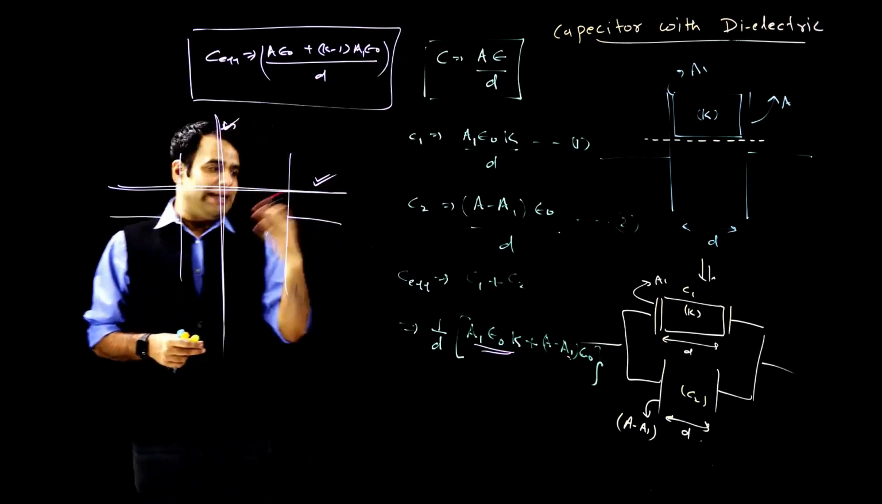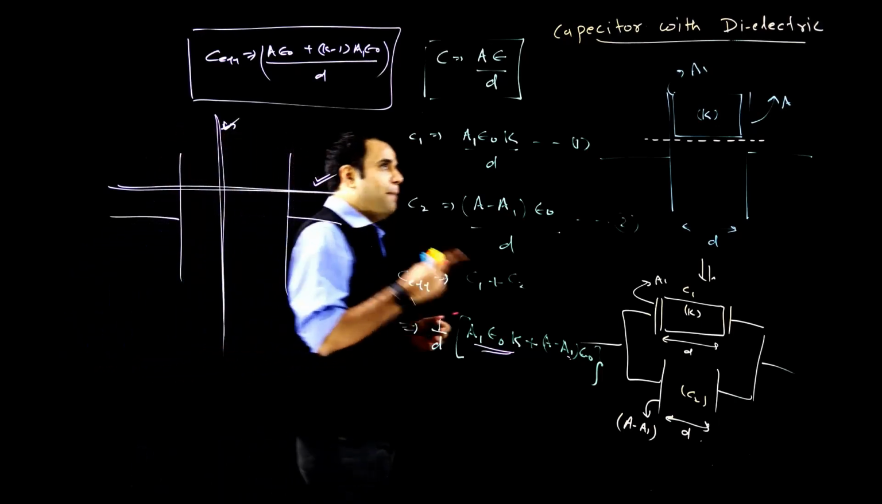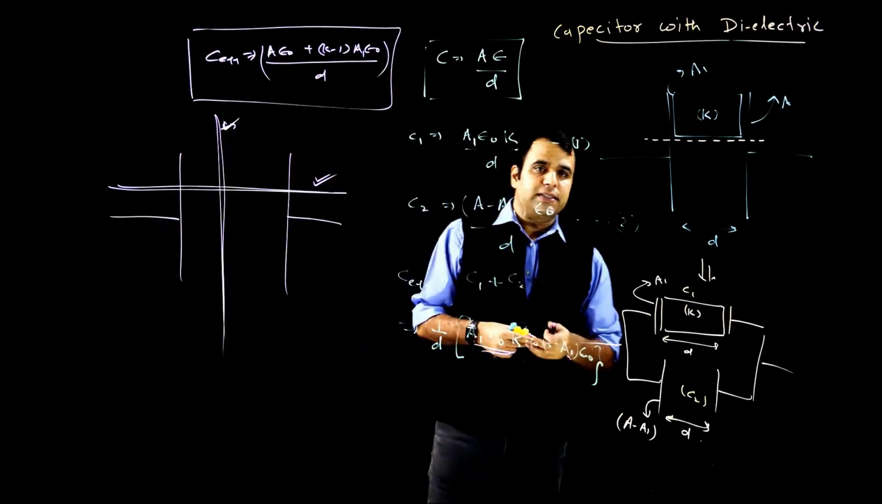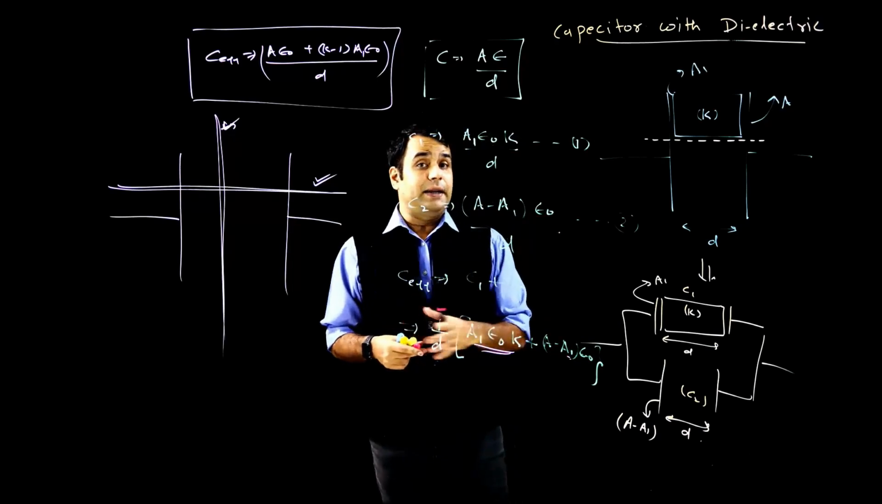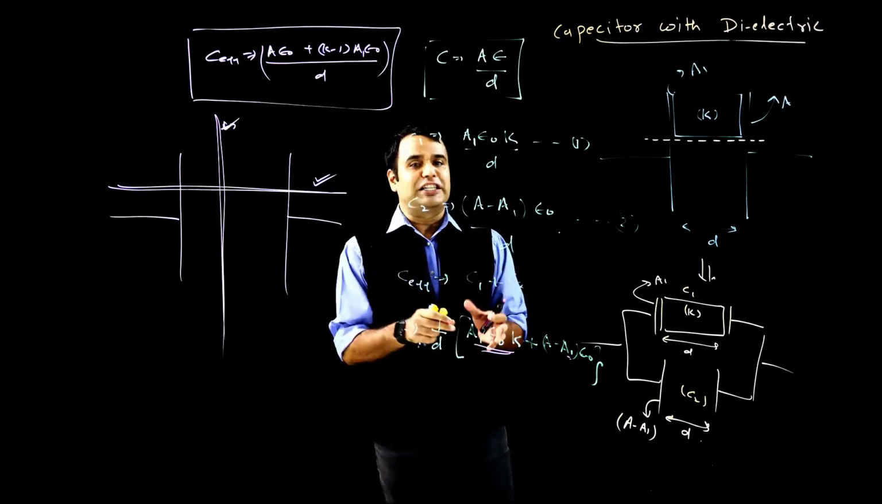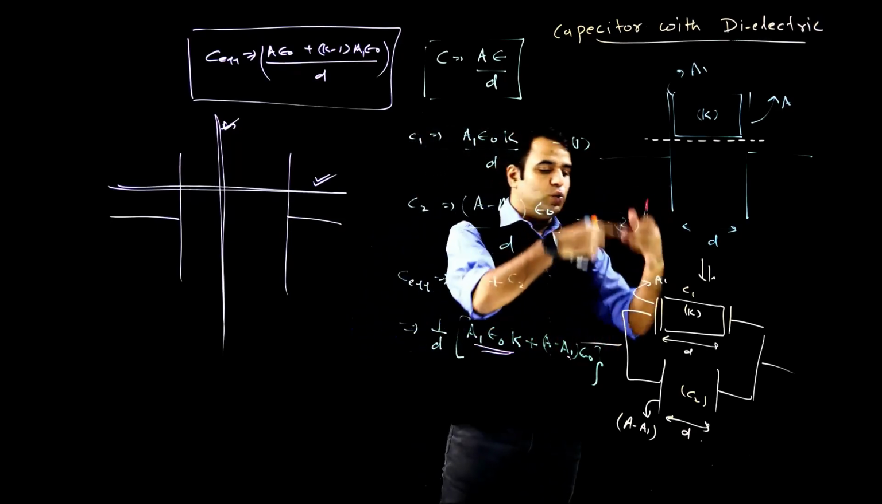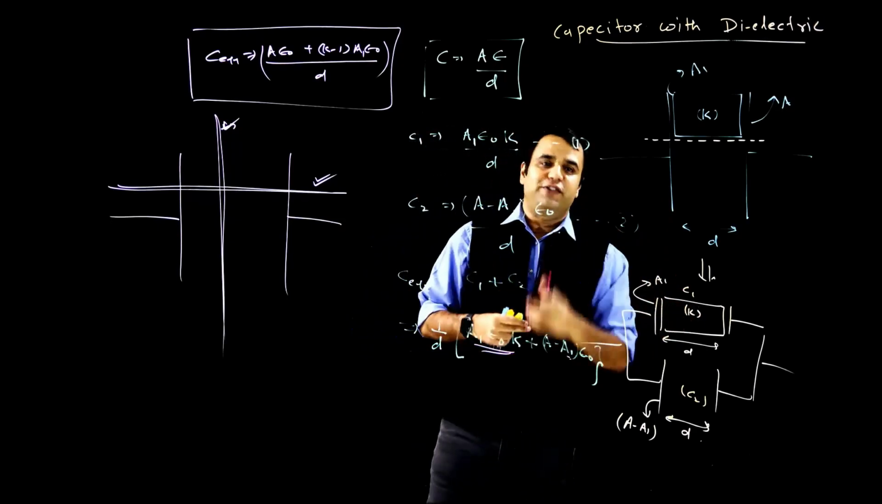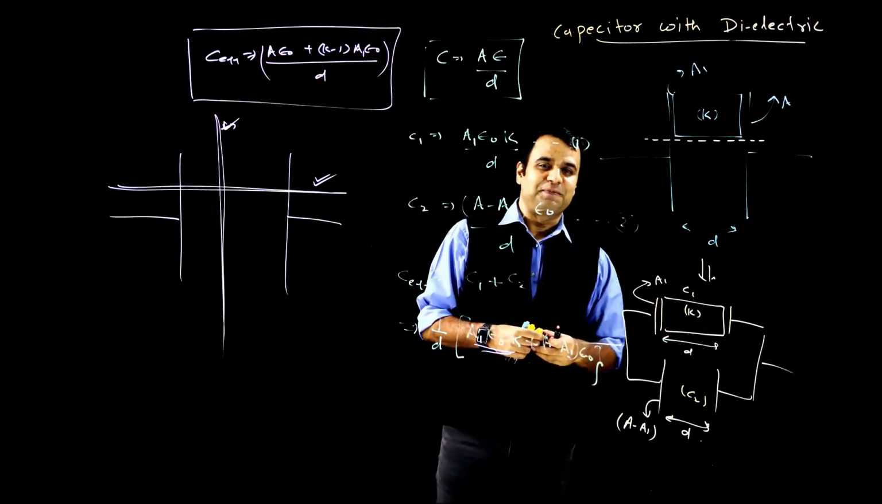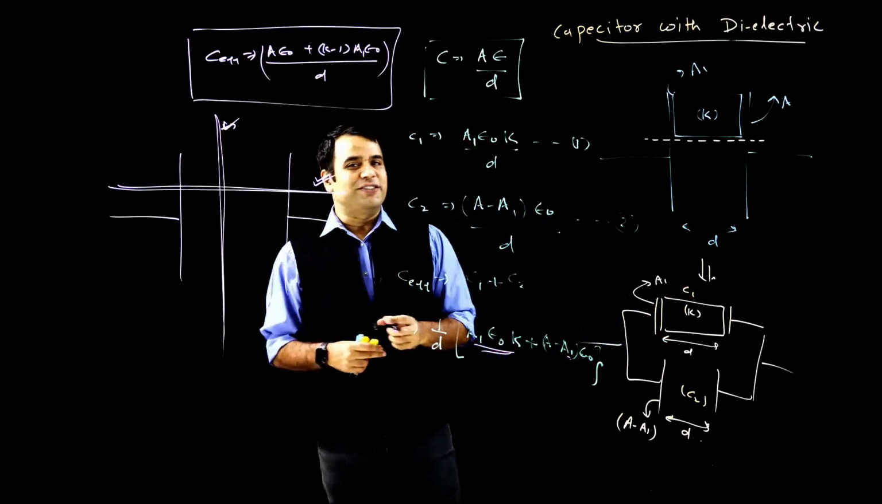Okay, so that's how we calculate the capacitance of capacitors when they are filled by dielectric, but not completely, only partially. We cut the capacitors and convert them into structures for which we have the formula, like this kind of structures. I hope you understood that. Thank you.